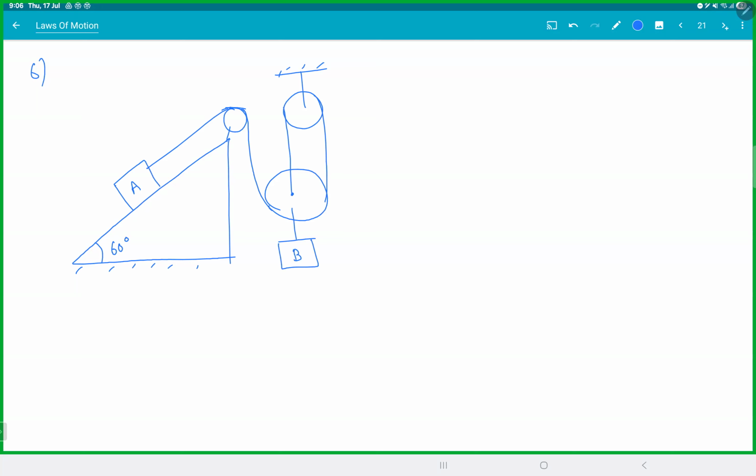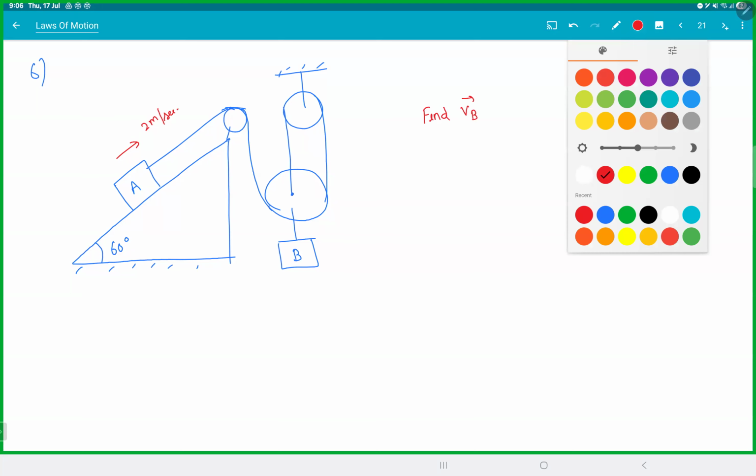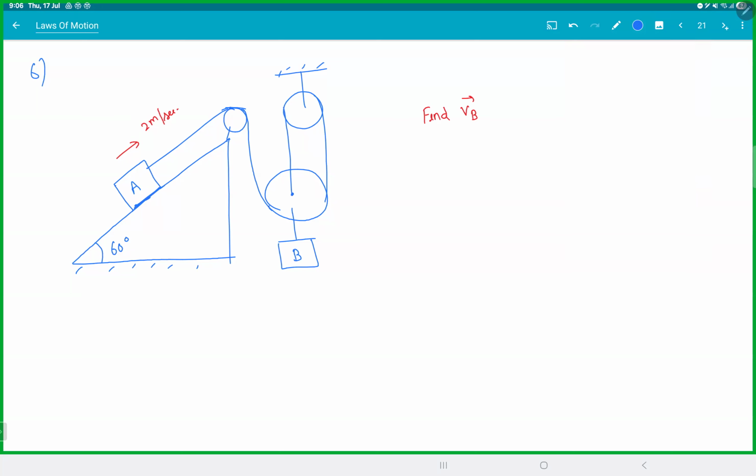So let's say we have a system like this. And let's say B is going up with 2 meters per second. Find VB. The B is sliding on the incline.